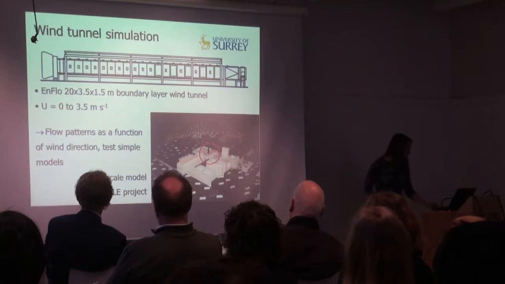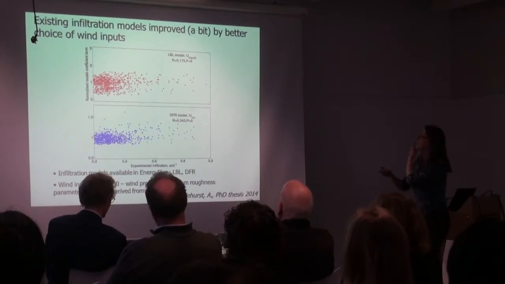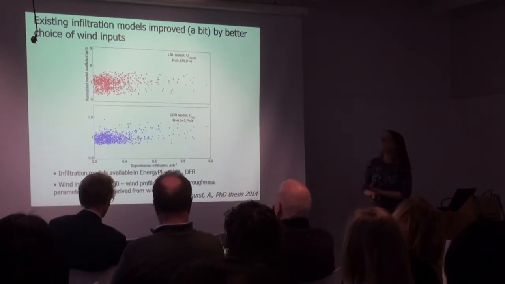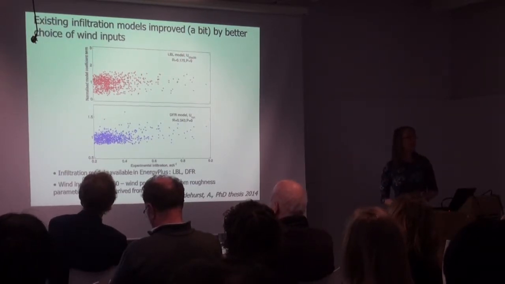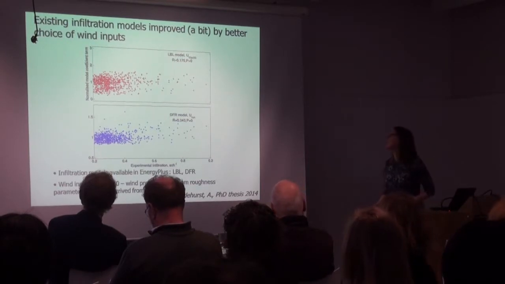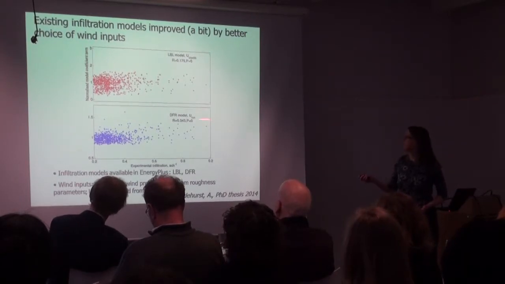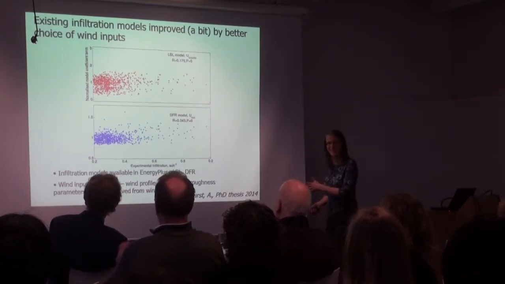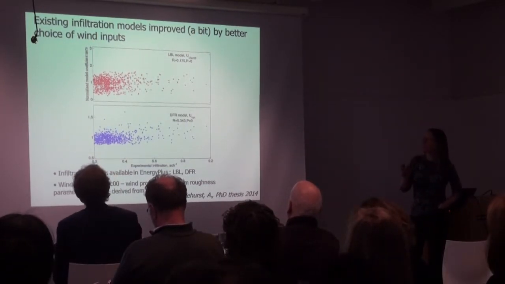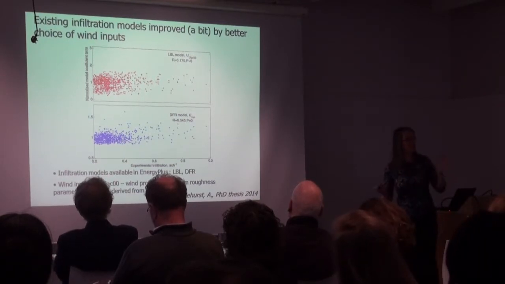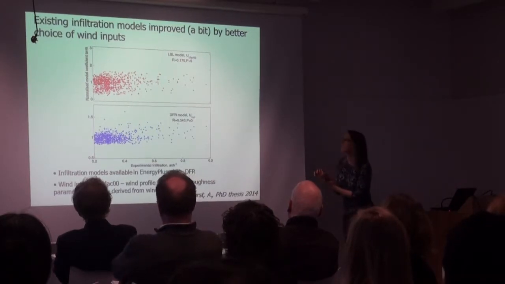So for those of you who are familiar with the techniques, some of the details are here. For those of you who aren't, the result, in a slide, is that using existing infiltration models, like the sort you get in building energy models like EnergyPlus, we tested those models against our experimental results, and there's not a brilliant correlation. But we found that those model predictions could be improved a little bit by a particular choice of inputs. And we tested about 12 different configurations, going from very simple to most complex, sophisticated models of the winds.